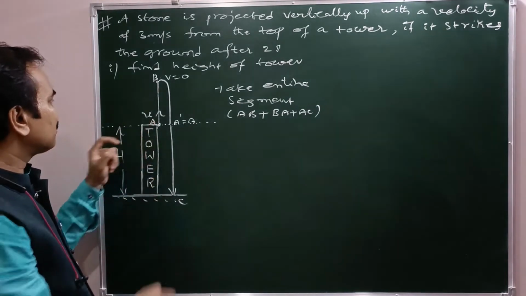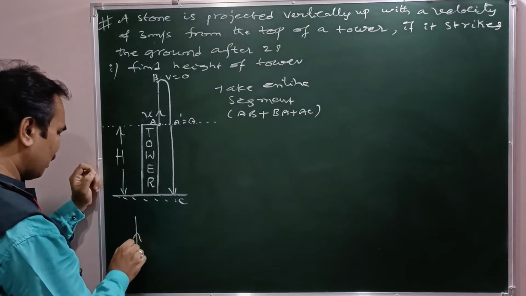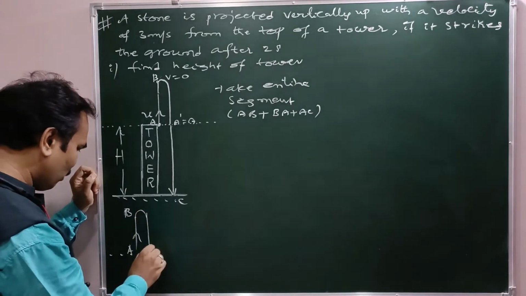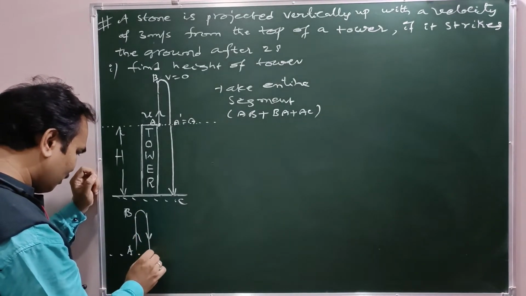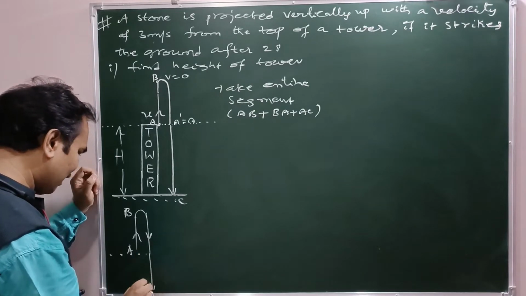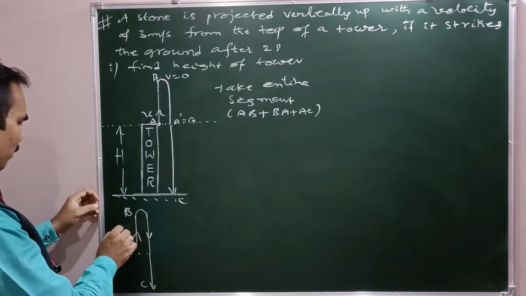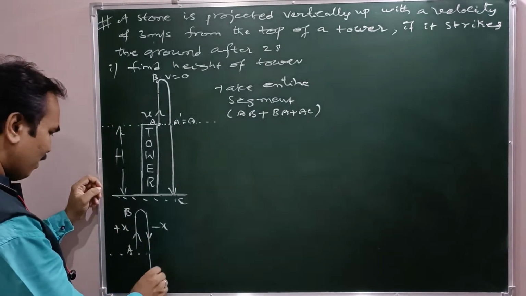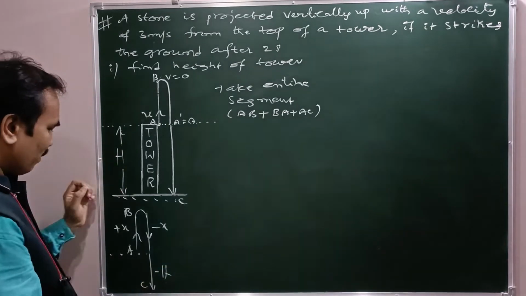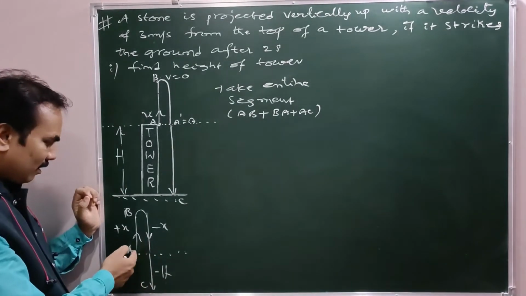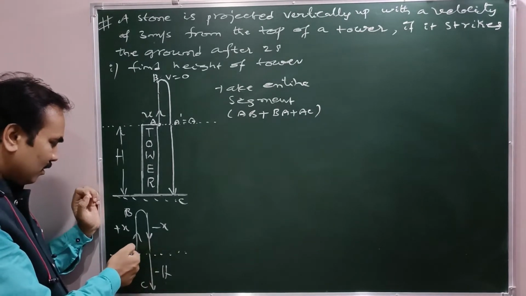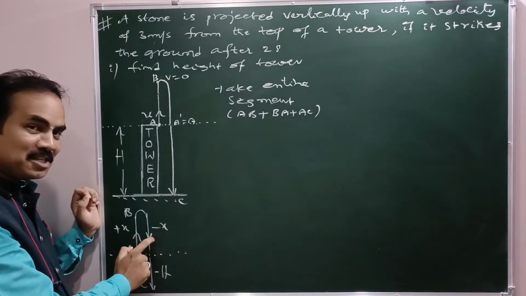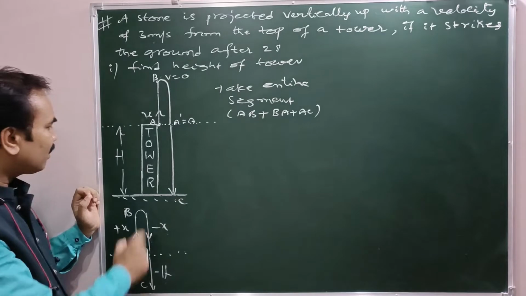Why? Because suppose A to B, this is the reference line, A to B, again from B to A, and again furthermore A to C, like that. This is the path. Am I right? Suppose from A to B plus X, from B to A minus X, from A to C minus H. See, this is minus H. Why? Because this is the reference line. So from this reference line, from A to B, displacement is plus X, from B to A minus X. Why? Because direction is reversed. From A to C is H or minus H?